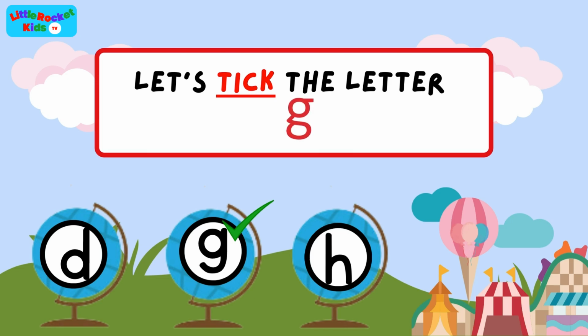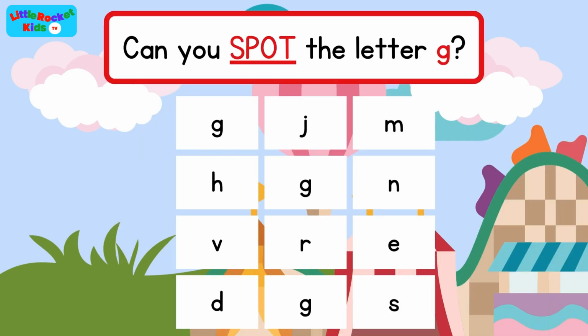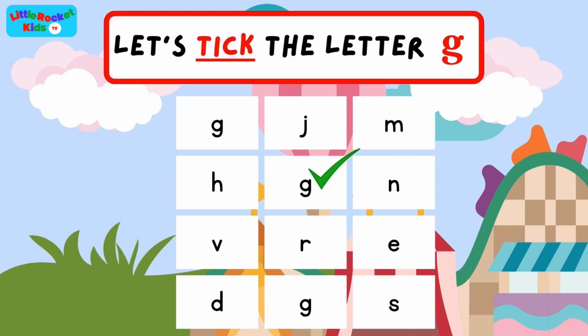Good job. Now children, can you spot the letter G in this box? Come, let's tick it. Yes, that's right. Can you see a few more G's? Yes. Now tick one more, I can see. Can you find it? Yes, that's right.